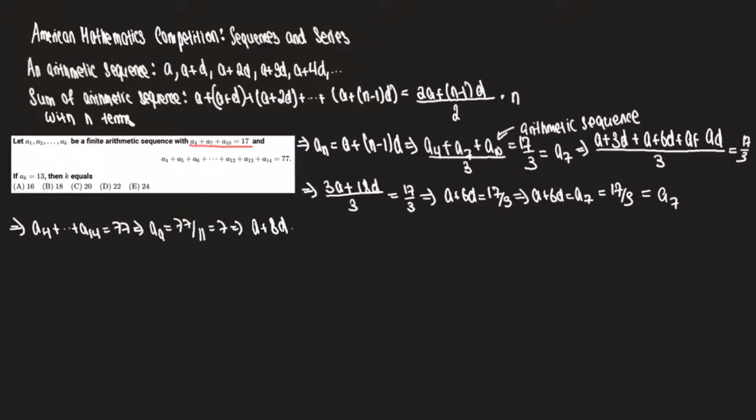But what if we subtracted, and we say that A9 is A plus 8D and A7 is A plus 6D? So we're going to subtract both of them. We're going to get A minus A, and 8D minus 6D. And then now we got 7 minus 17/3. Alright. And this simplifies: the A's cancel out, and 8 minus 6 is 2.